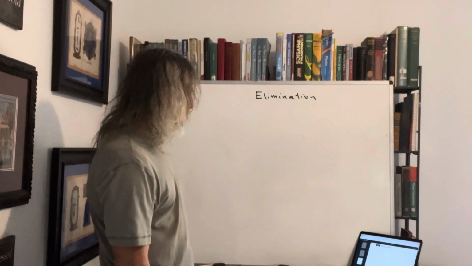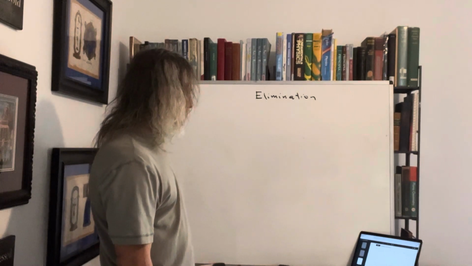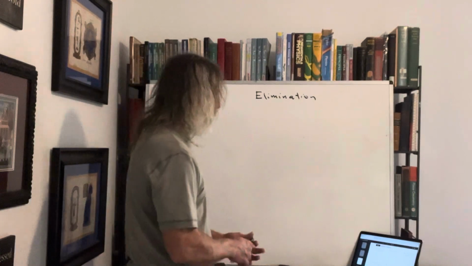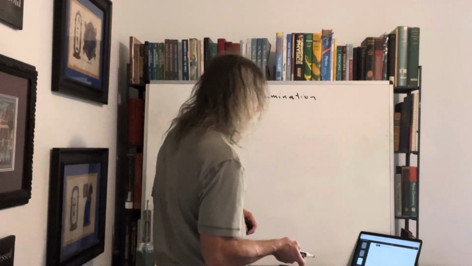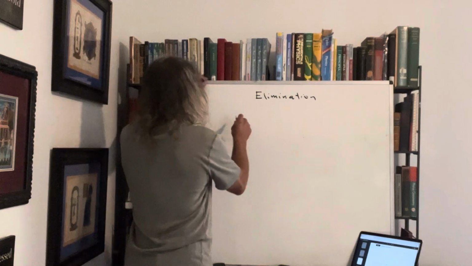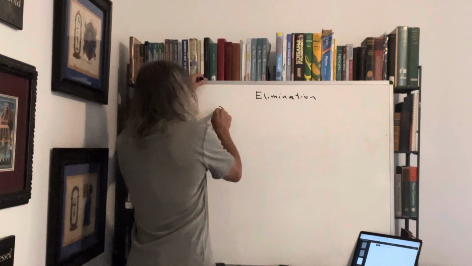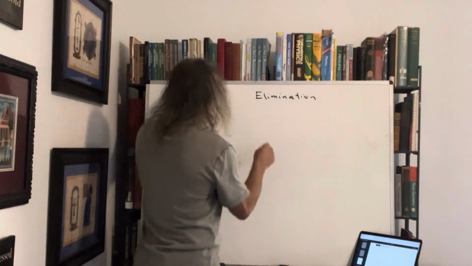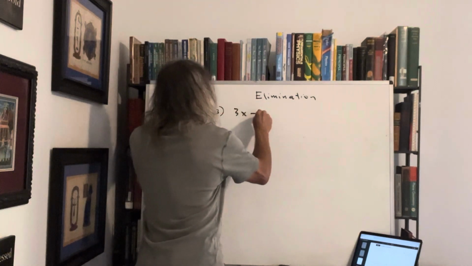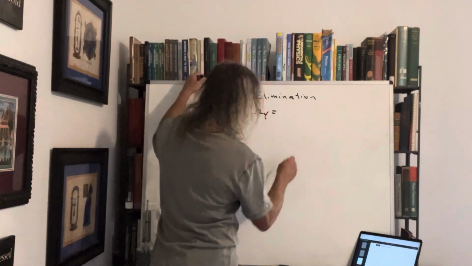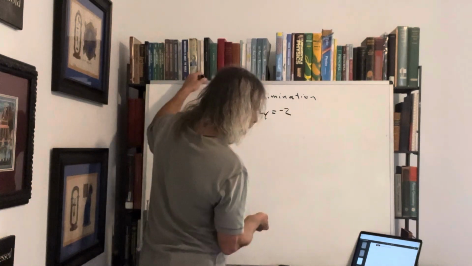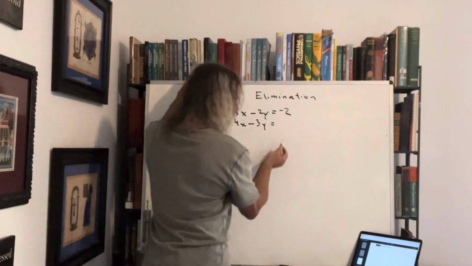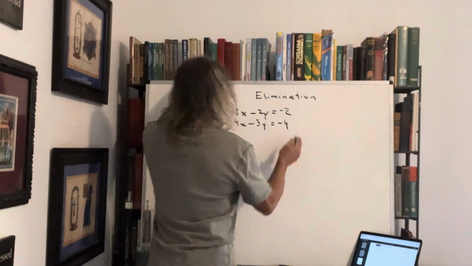So here, we'll start with this one. 3x minus 2y, or number 3 we're on. 3x minus 2y is negative 2. 4x minus 3y is negative 4.